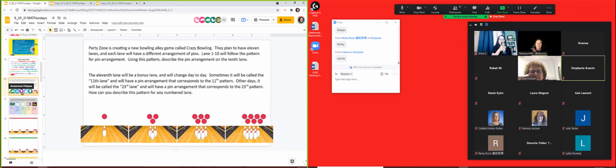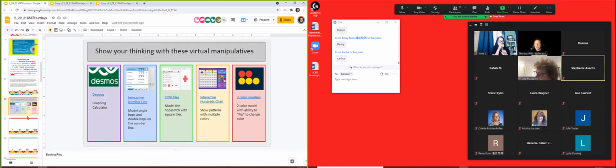But we have the 11th lane as a bonus lane, and it's going to change day to day. This is how they're going to market it, get great customers and all that. Sometimes it'll be called the 11th lane, and that means it corresponds to the 11th pattern. But on other days, they're going to make it crazy and make it like the 23rd lane. And so it's going to use the pin arrangement from the 23rd pattern. Your job is to understand what the pattern is for any number lane, such as the 82nd lane or the 56th lane, and so on.